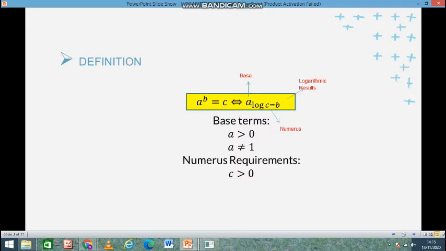This needs to be noted because these are the conditions of the logarithm. Base terms: a must be greater than 0, it cannot be negative, and a is not equal to 1. Numerus terms: c is greater than 0, or c must be positive.